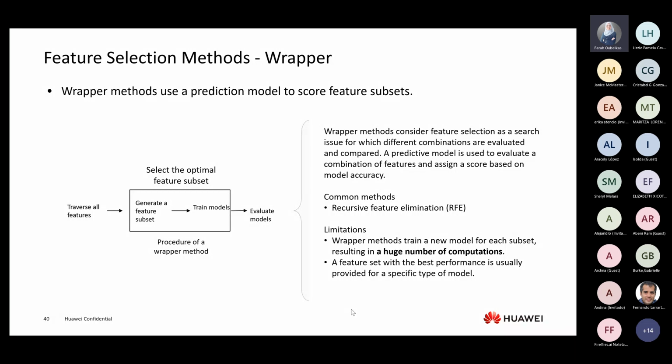And a common wrapper method is recursive feature elimination, RFE. You can look at it in Google for further reading, so you can try to understand the concept of RFE. But RFE is a good example of a wrapper feature selection method. It does the same thing as I mentioned before. It creates many models with different subsets of input features, and then it selects the best features based on the best performing model. Is it clear?